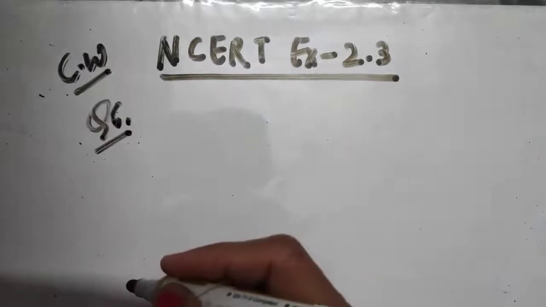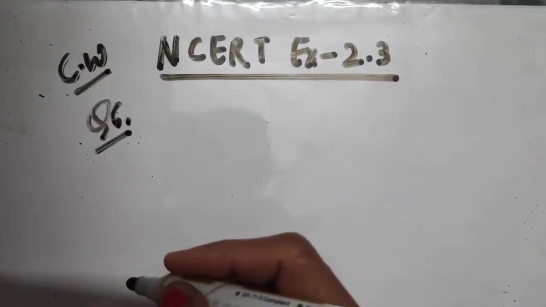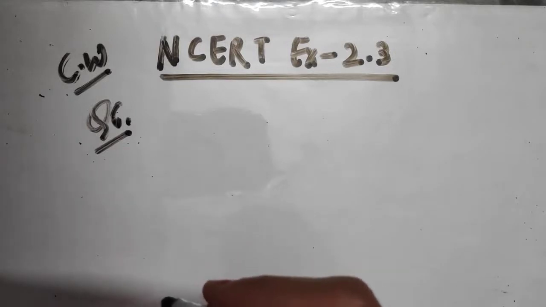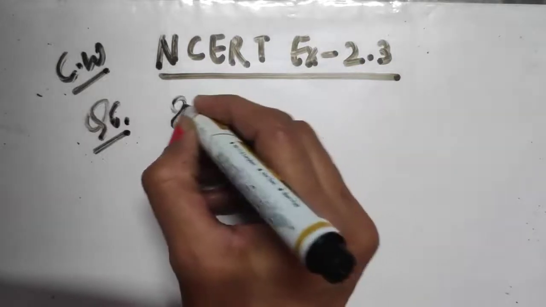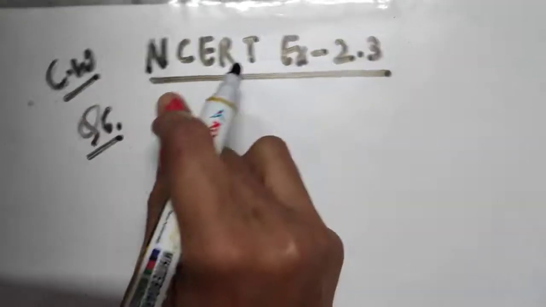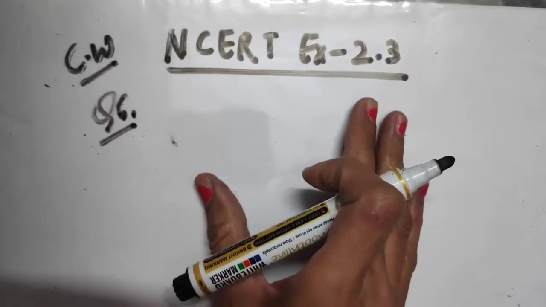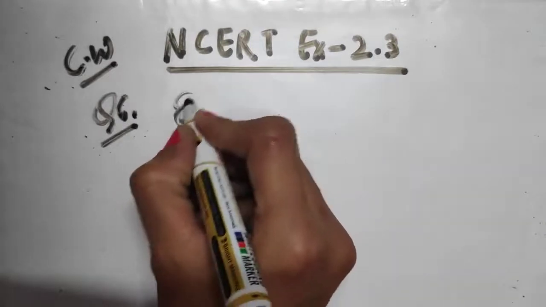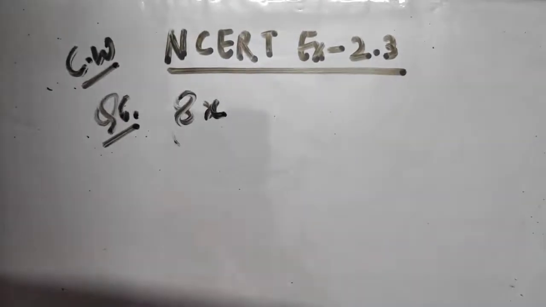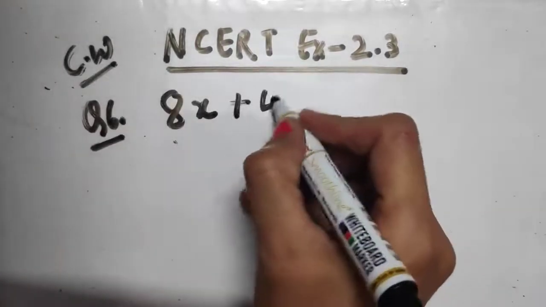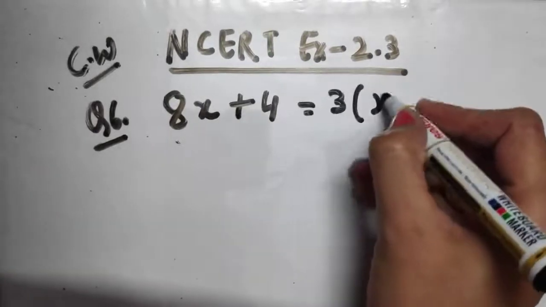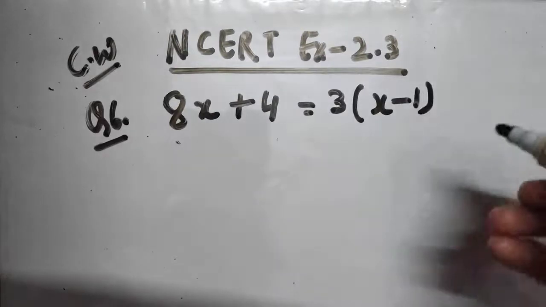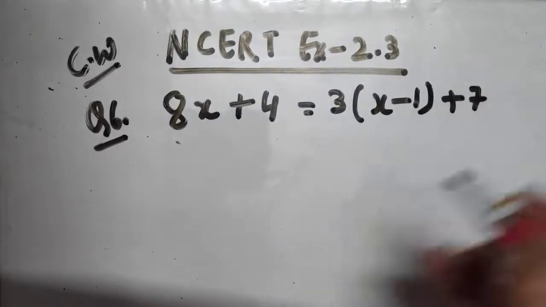As for all the questions, we are supposed to solve the following equations and verify our result also. So question number 6 is 8x plus 4 is equal to 3 into (x minus 1) plus 7.